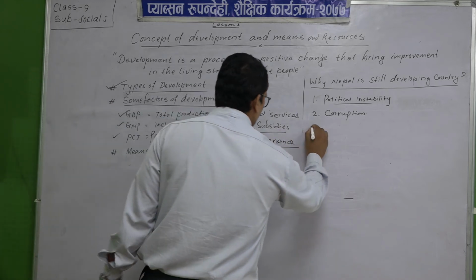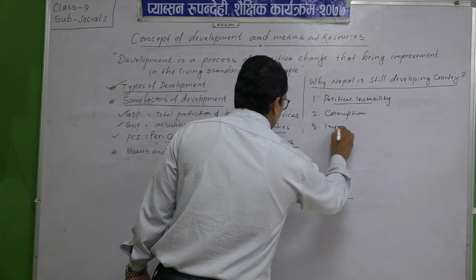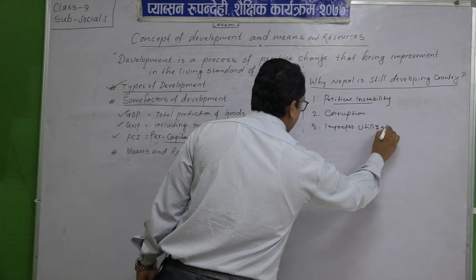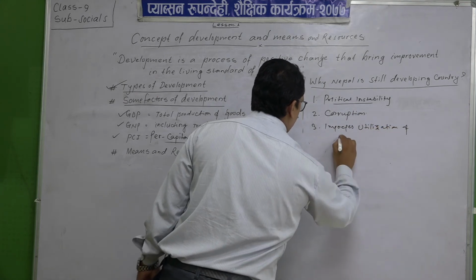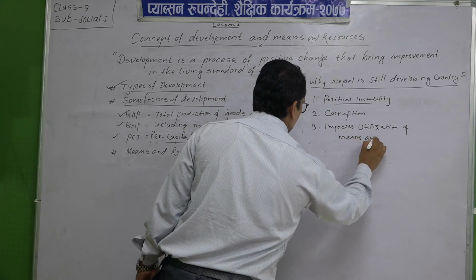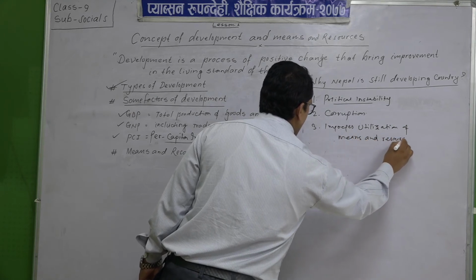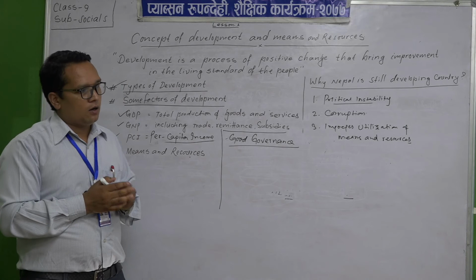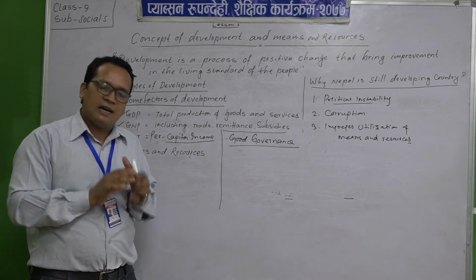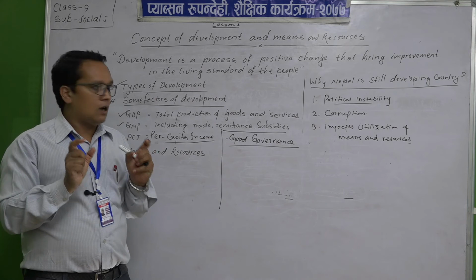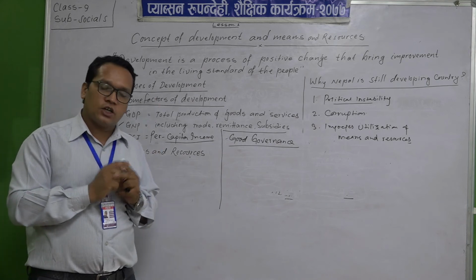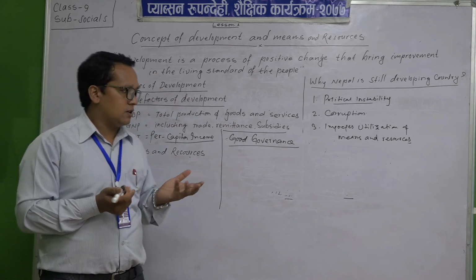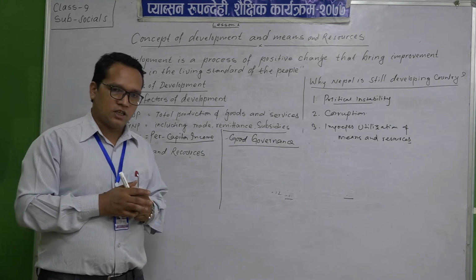Number 3, improper utilization of means and resources. In our country, many means and resources are available, but optimum use of means and resources is not taking place, so we are still standing in the developing country queue. Okay, we are still a developing country. We are not using the means and resources properly.